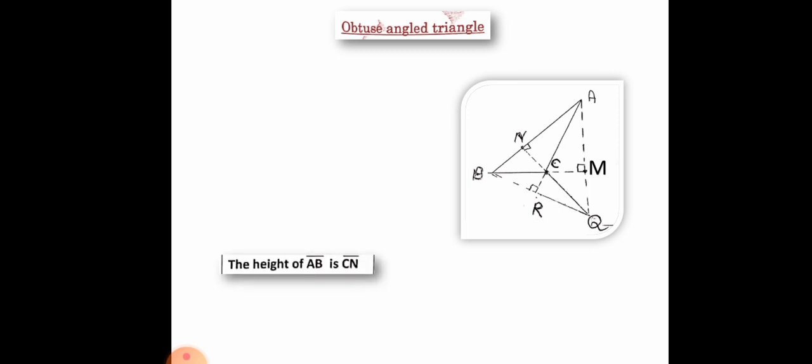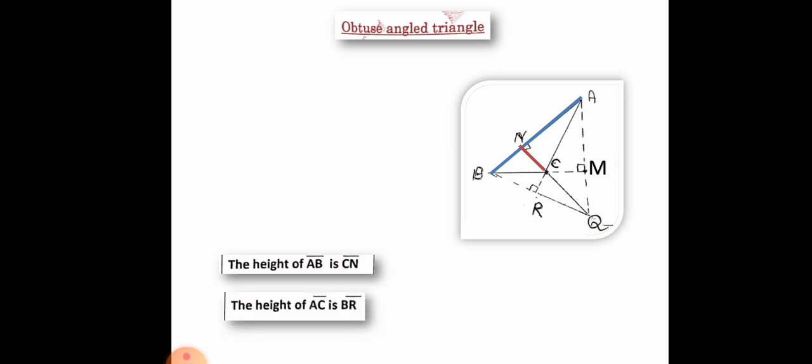Now for the obtuse angle triangle, as you can see here, we have the triangle ACB, which is obtuse at the angle C. Now the first base we have here is AB, which is the greatest side of this triangle, and the opposite vertex to it is C. So the height will be CN, which is perpendicular to AB.